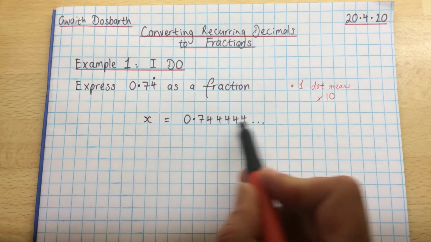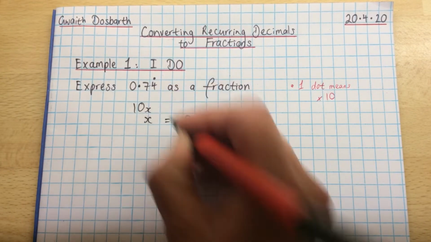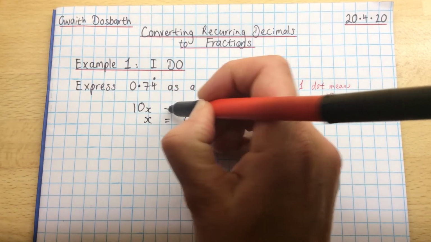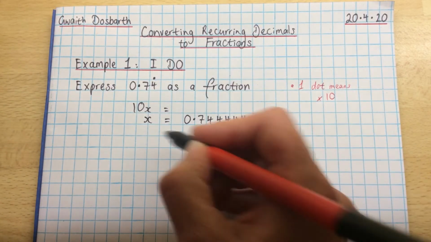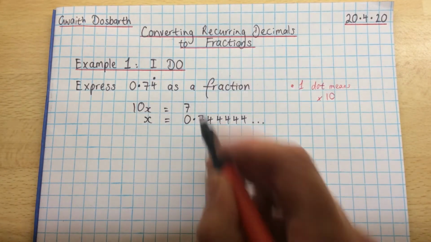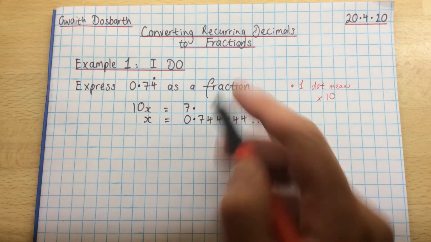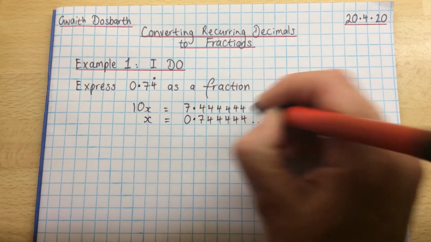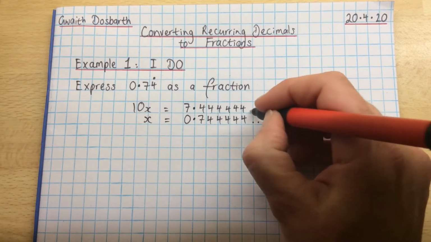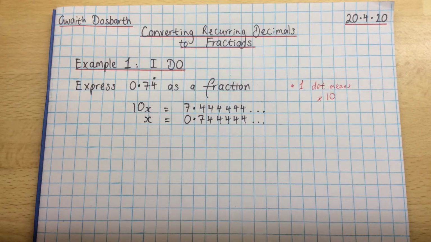Multiplying this whole thing by 10 means I'm going to get 10x on this left hand side. And multiplying the recurring decimal by 10 means everything moves to the left once. 7 goes here. The dot stays in the same place, that's really important, they must line up. And the 4s carry on recurring. I'll put an extra 4 here just to line it up to show how that works. Then I'm going to subtract.